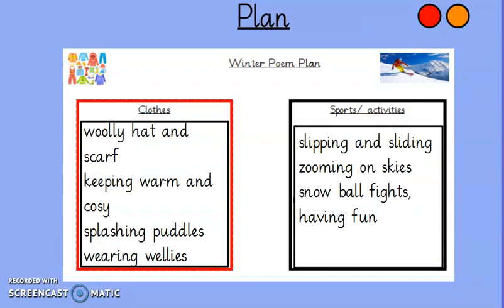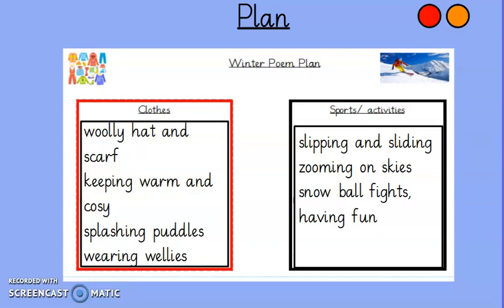For clothes, I've got woolly hat and scarf, keeping warm and cozy, splashing puddles, wearing wellies. For sports, I've got slipping and sliding, zooming on skis. Now, skiing is a very special type of sport that people play in winter, and it's very popular indeed, so you can maybe write about those, or maybe you could even have a look on the internet if you don't know what kind of sport skiing is. Snowball fights and having fun.